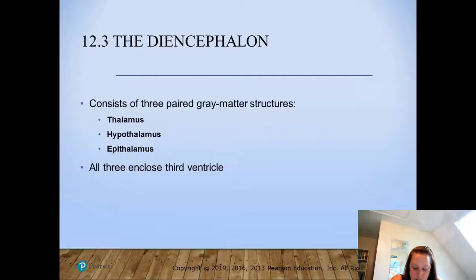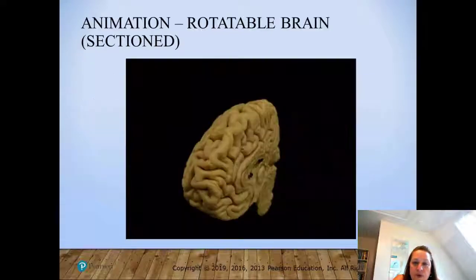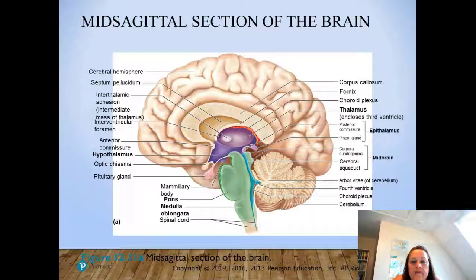All right, the diencephalon is the next region of the brain, not the cerebrum. The diencephalon is that purple region. It has three paired structures, gray matter, so that means cell bodies: thalamus, hypothalamus, and epithalamus. All three enclose the third ventricle. And again, you can look at this rotatable brain to give yourself a picture of the diencephalon, which is this whole purple area here.